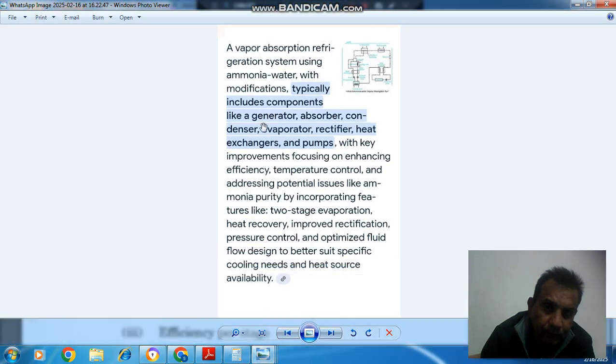So this topic I have downloaded from the internet. You can also refer to the internet or see a paper book. So I am just reading it out.